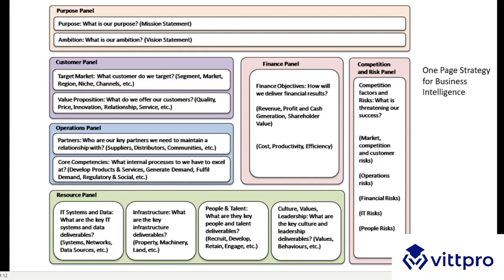Any questions about this one page strategy for business intelligence? You can have different formats, but the idea is to cover at least these practices: your customer panel, your operations, your resources, your finance, the competition, and your own vision and mission. Any questions, sir?